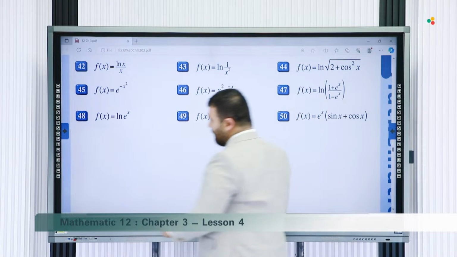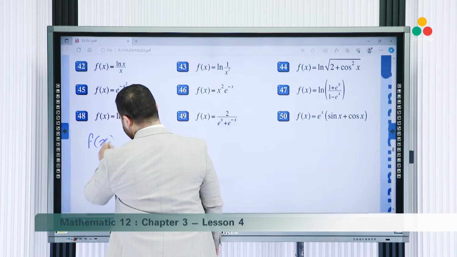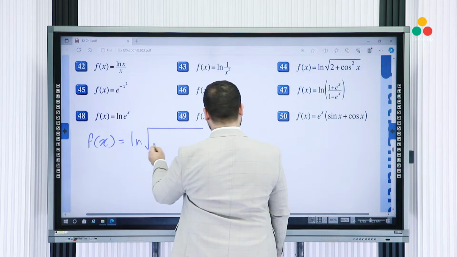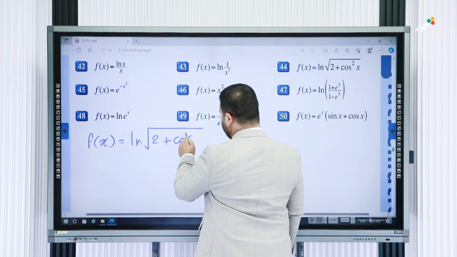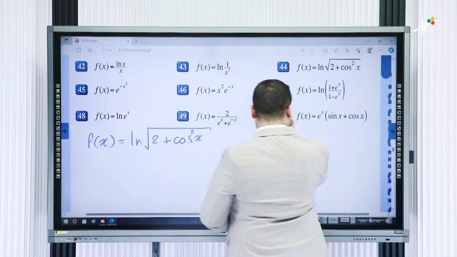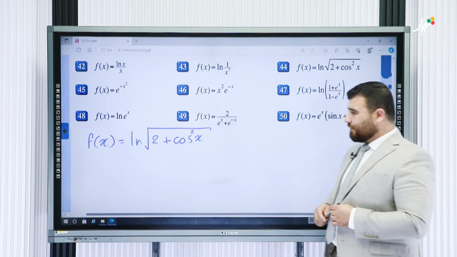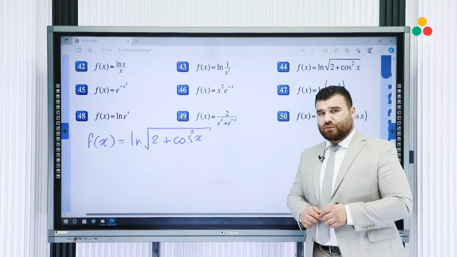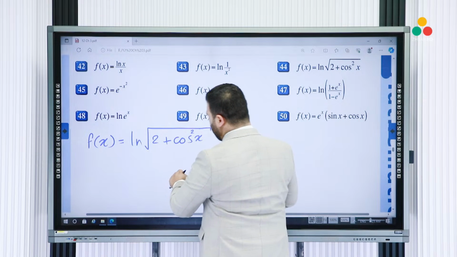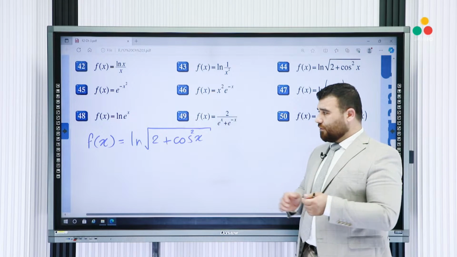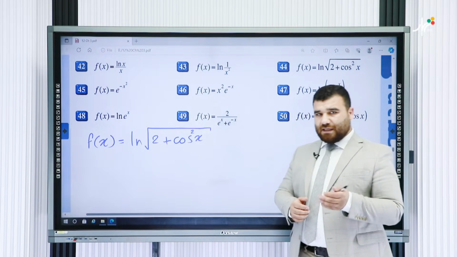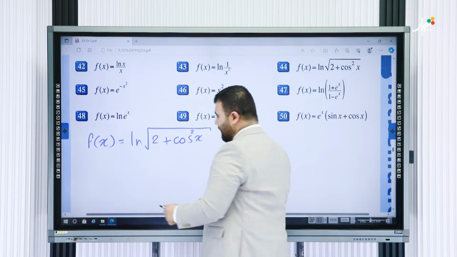Question 44, f(x) equal to ln of the square root of 2 plus cosine squared of x. Okay, we have this function. To find the derivative, again, there are many ways of doing it. One way is to make this square root power 1 over 2, and as a property of ln, power goes to the front, then the function will be easier as we get rid of the square root.